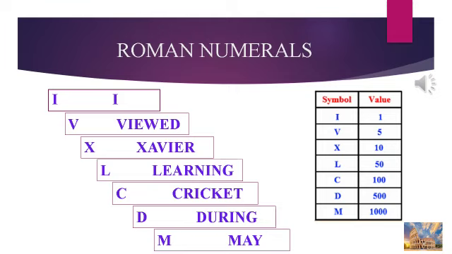Learning cricket during May will help us to remember the next 4 Roman numerals, LCDM, standing for 50, 100, 500 and 1000 respectively. So children, in this way you can frame your own sentence to remember these Roman numerals easily in the given order.